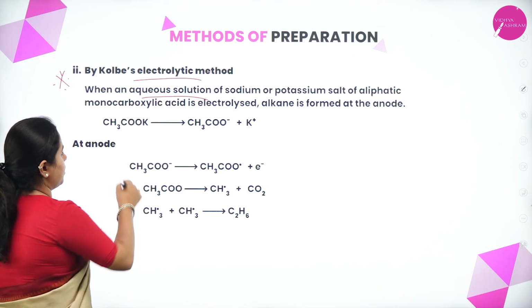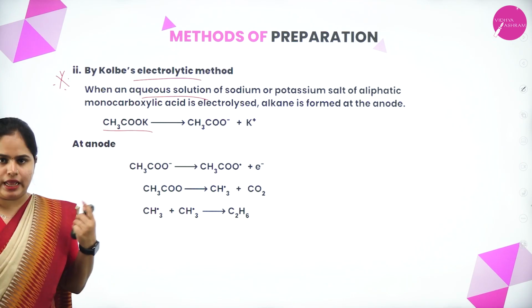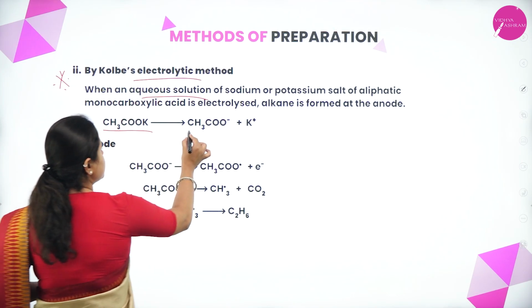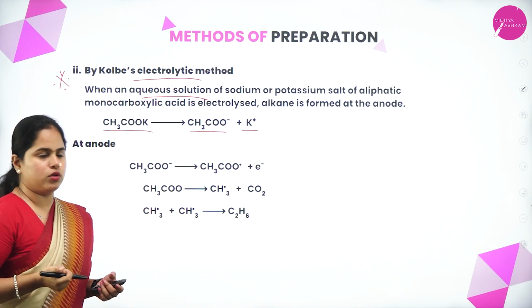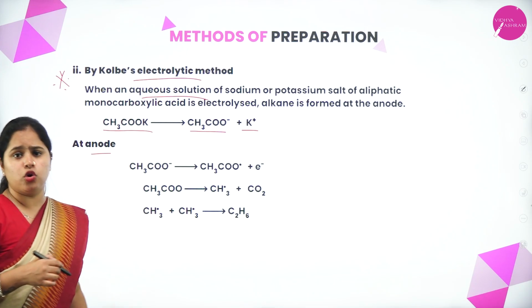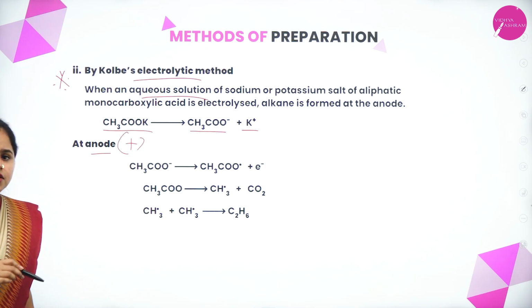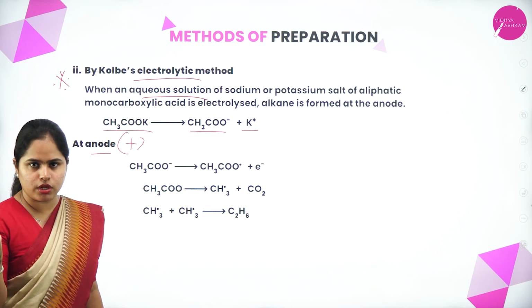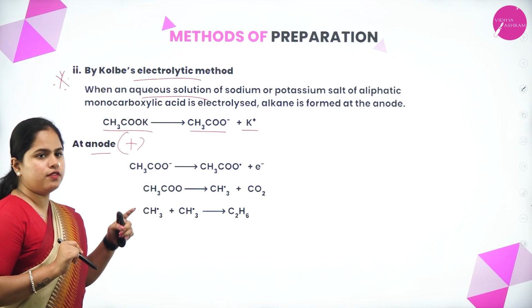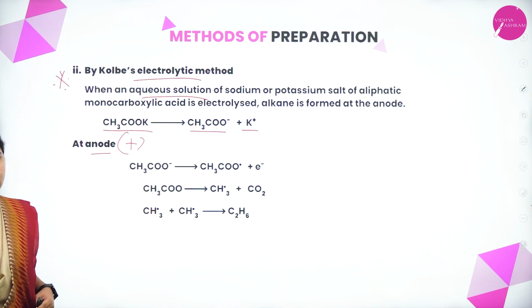So let's take an example, again, of a sodium or potassium salt, right? So this will dissociate into CH3COO minus and K plus. It will be dissociated into this under electrolysis. So what happens at the anode? The anode is positively charged. So the negatively charged ion will go to the anode, right? And the positively charged one will go to the cathode. So the anode is positive. So which is negative here? CH3COO minus. The acetate ion is the negatively charged one.